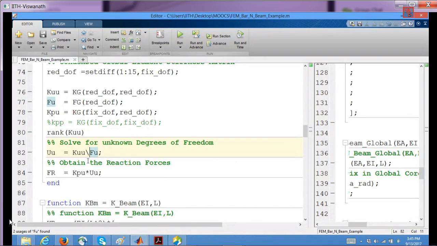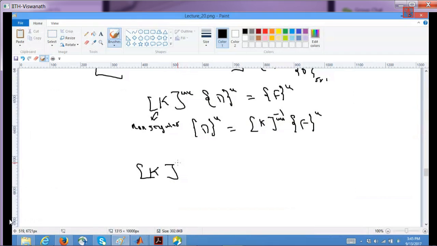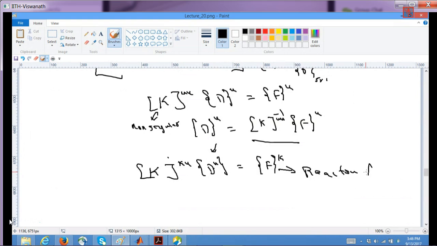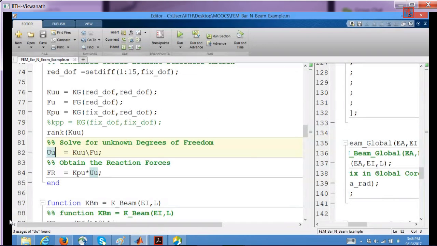The second equation says that KU times DU is equal to FK. So anyway, from the first equation you solve this one. So you know this, you multiply this, you get your reaction forces. So obtain the reaction forces. FR is equal to, I call it as PU instead of KU. So KKU times UU will give you your things. In this manner, you solve this entire problem.